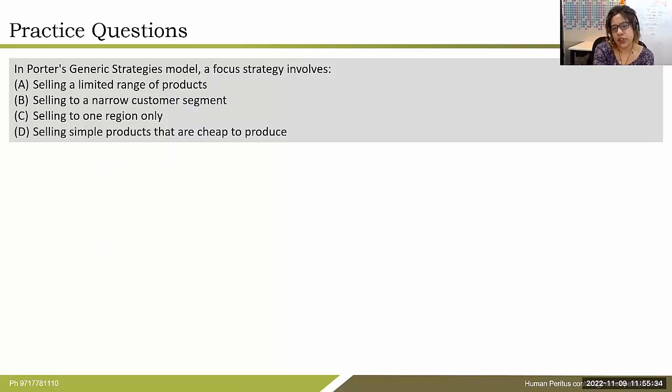I want an answer from each one of you. Focus strategy involves, tell me, when do we use a focus strategy? Good. Yes, we use a focus strategy when selling to a narrow customer segment.